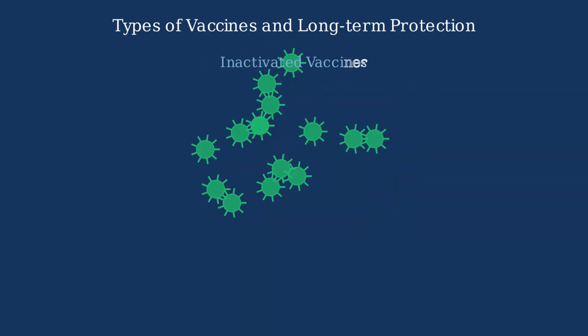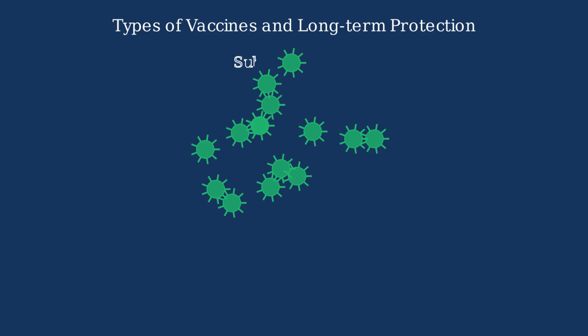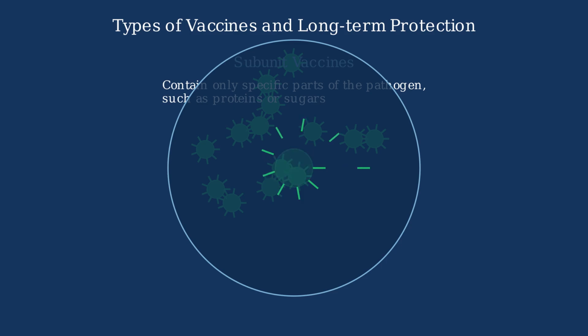Inactivated vaccines use pathogens that have been killed through heat or chemicals. These pathogens cannot replicate or cause disease, but can still trigger an immune response. Subunit vaccines contain only specific parts of the pathogen, such as proteins or sugars. These purified components still trigger immunity without any risk of disease.